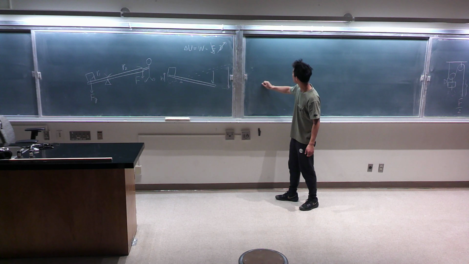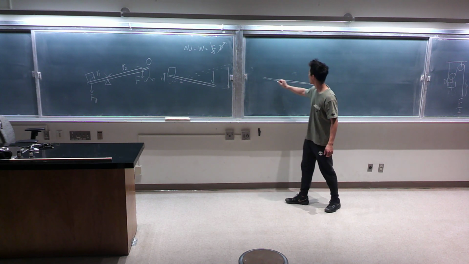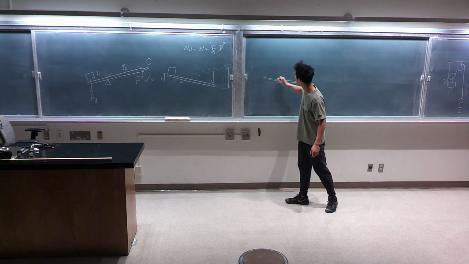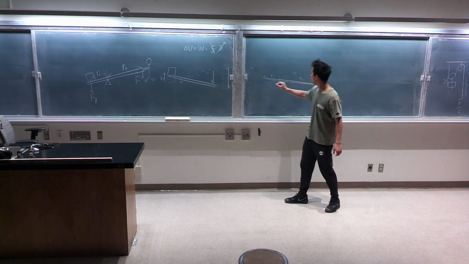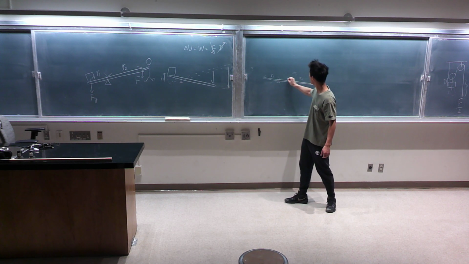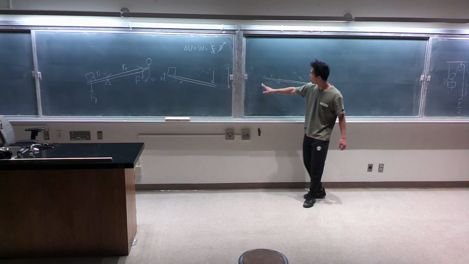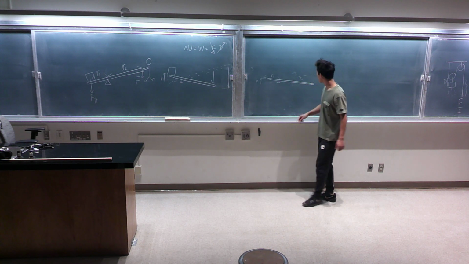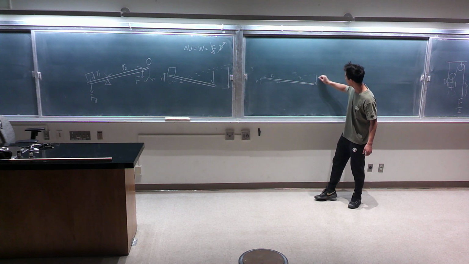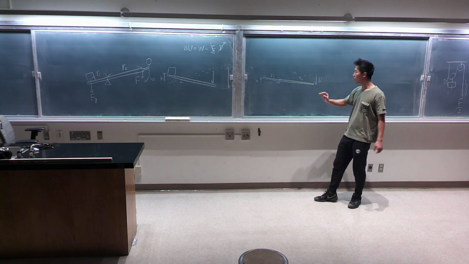So when the distance here is R1 and R2, this is R1, this is R2. You move it from here. Then the change of height here and the change of height here will not be the same.